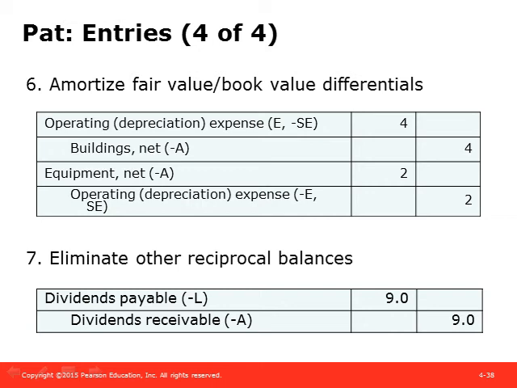And then finally, step 6 amortizes the fair value, book value differentials, where we've got the depreciation of the buildings at 4K, and the depreciation of the equipment at 2K, and any other reciprocal balances, and we had those of dividends payable as a result of having the dividends payable on the books at the end of the year, which are offset against the dividends receivable account.